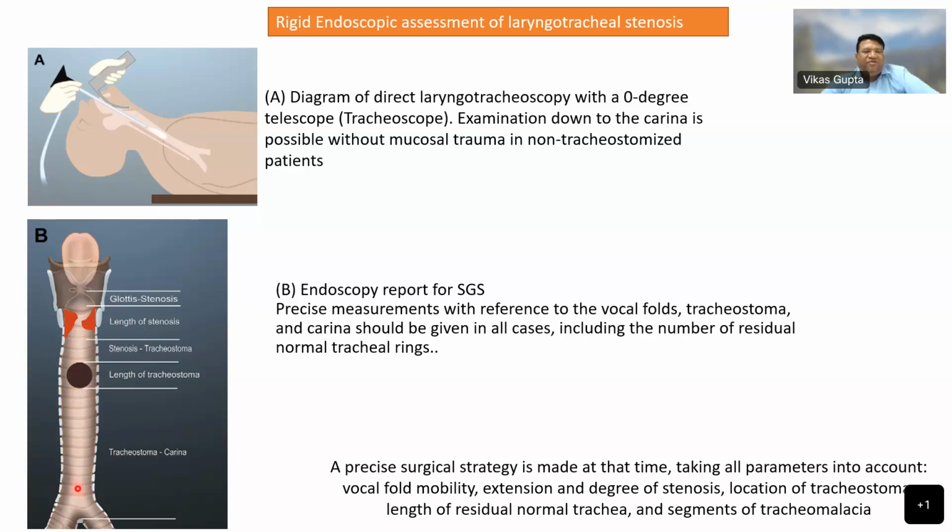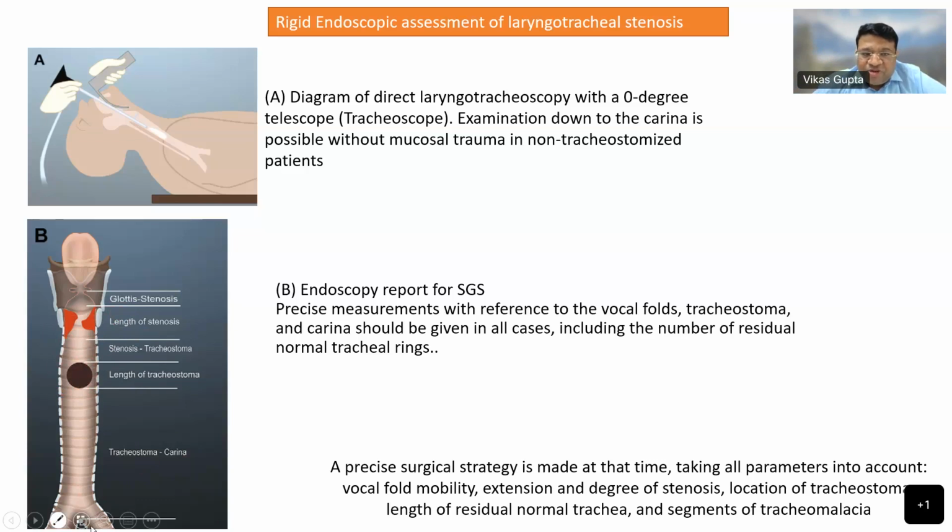So these are the four measurements which we have to properly, precisely measure and document. So how do we document? I'll show how we should document these.